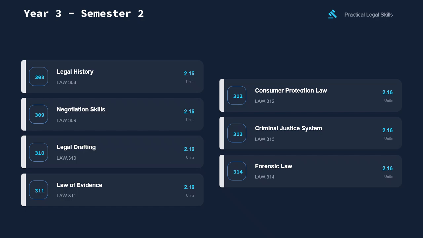Real-life example: during the pandemic, many settlements were negotiated via Zoom. AI contract analysis tools help identify favorable terms. Practical application: lawyers master virtual negotiation platforms and evaluate AI tools. Students practice online negotiations and assess technology impacts.